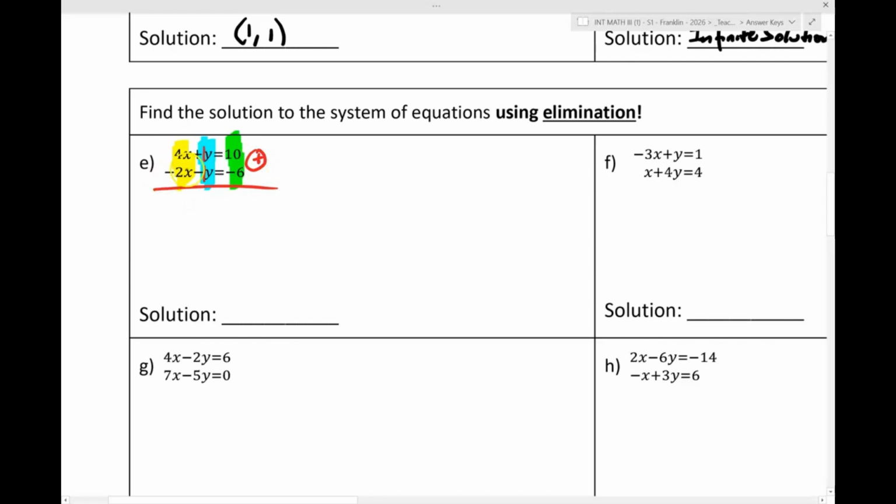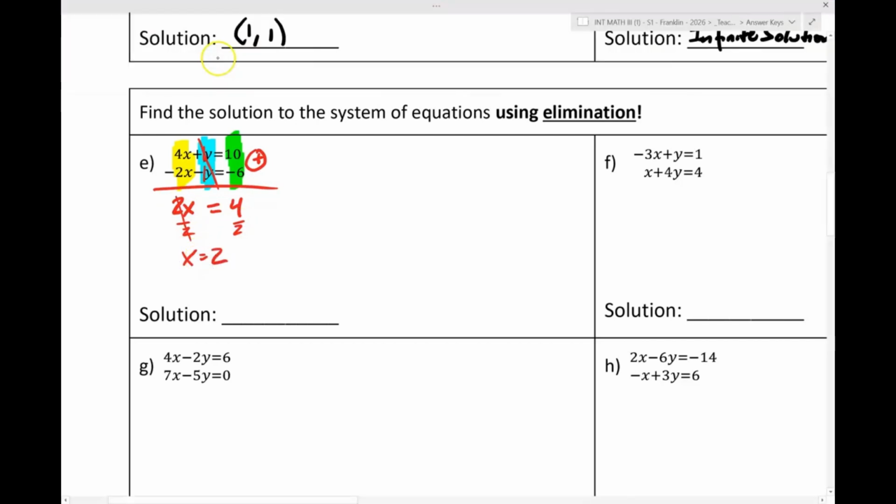And so 4x plus negative 2x is 2x. 1y plus negative 1y is 0. Those cancel out, which is why we want opposites in the first place. And this is set equal to then 4. And this is a really easy equation to solve. Divide by 2, and x equals 2. So we already have half the answer.